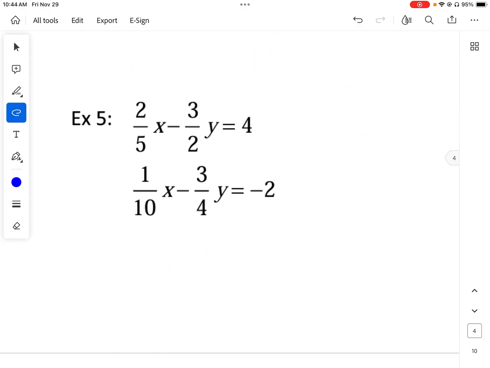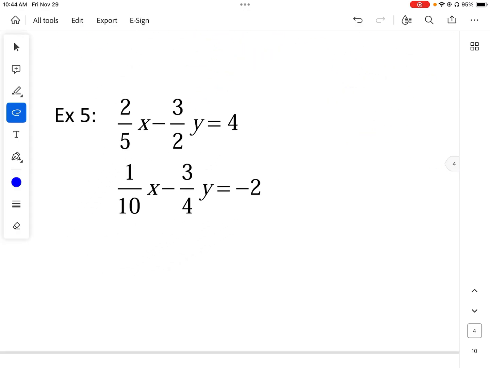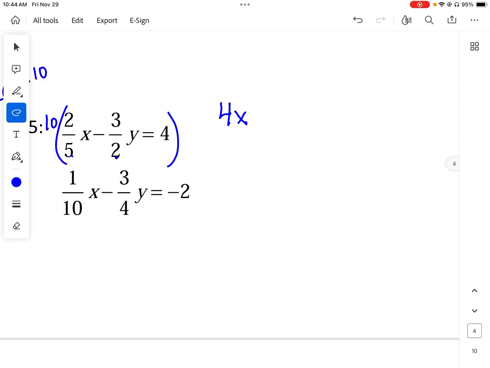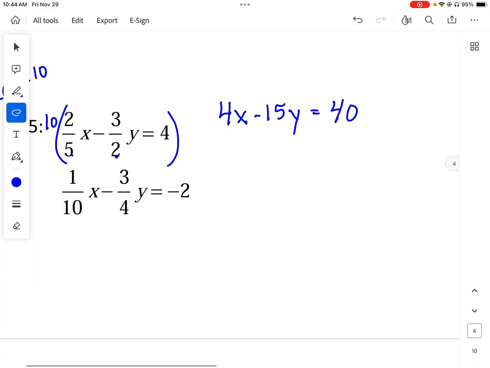Okay, the next one, we got some fractions. So we want to get rid of the denominators by using my least common multiple. So the first one, the least common multiple of 5 and 2 is 10. We're going to multiply by 10 all the way through. So it'd be 20 over 5, which is 4x. 30 over 2, which is -15y. 10 times 4 is 40. Okay, so that's my first equation.